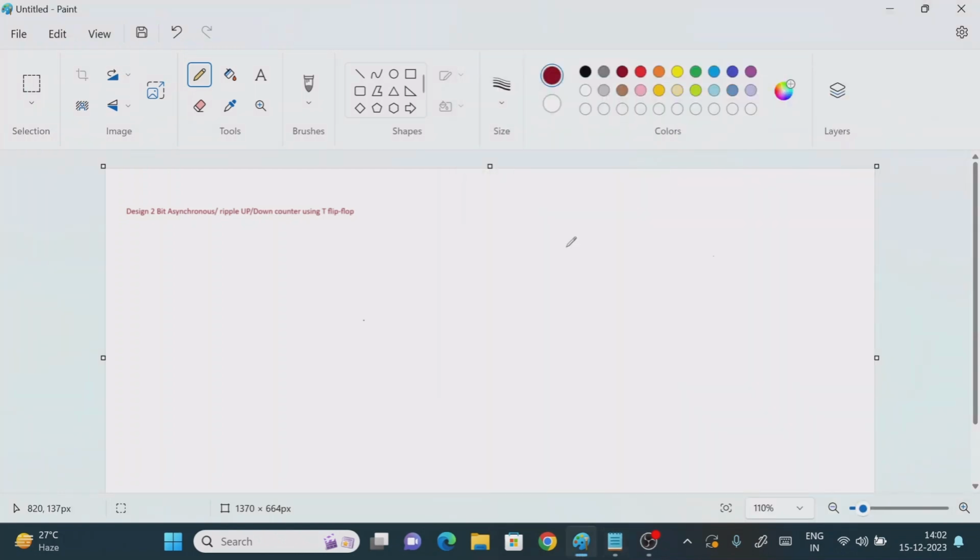An up down counter means the same counter will perform the up operation as well as the down operation, right? So it will perform both the up operation as well as the down operation. Now, 2-bit means how many flip flops do we require? We require 2 flip flops. As per the given question, which flip flop do we need to use? We need to use the T flip flop for the design.